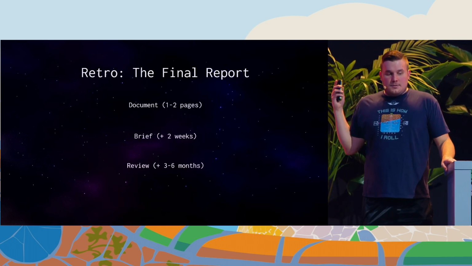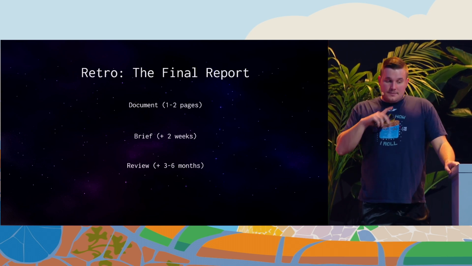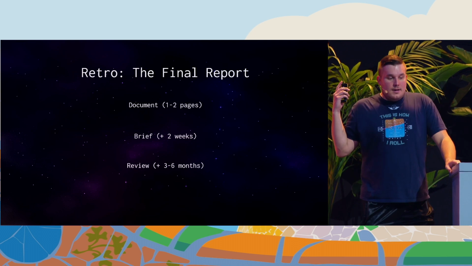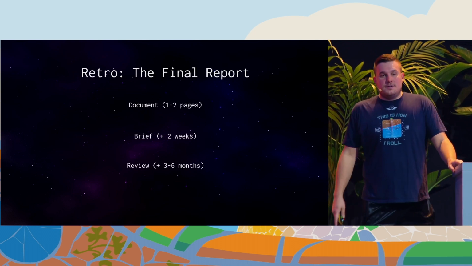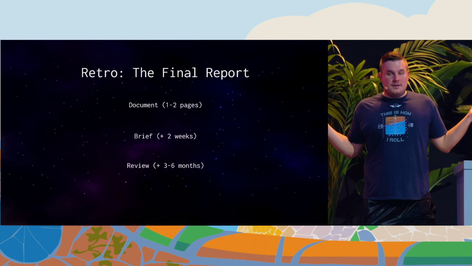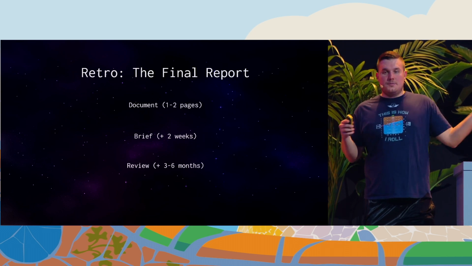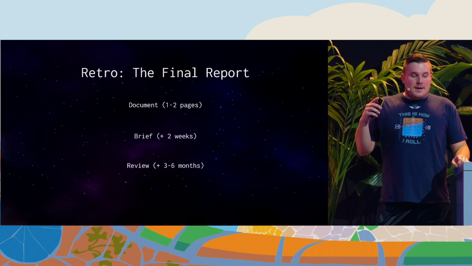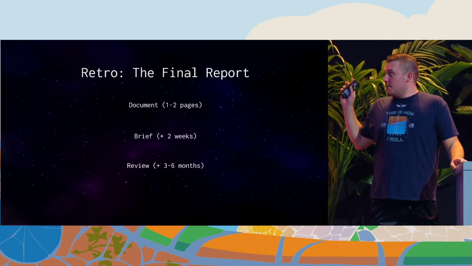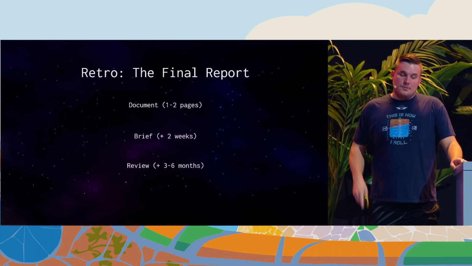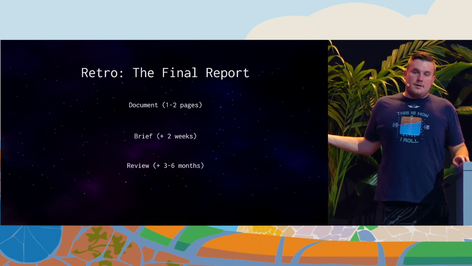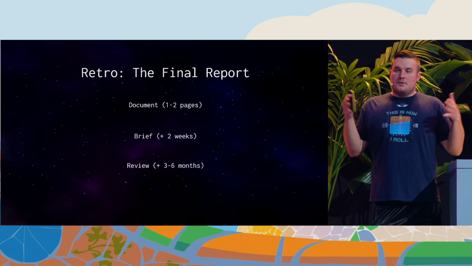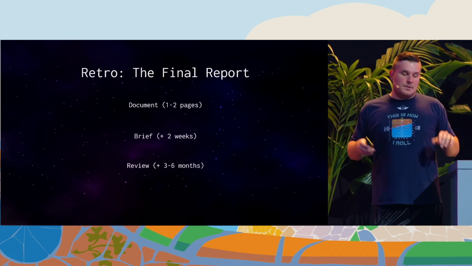So you want to make sure you document the outcome of your retrospective. If you just do a retrospective and you don't do anything with it, then it's just going to get forgotten, and only the people who were in the retrospective will remember, but probably not. So give the wider organization a brief in a couple weeks' time, and then just review it again after 3 or 6 months. The repetition will get things saved in people's memory a bit better.